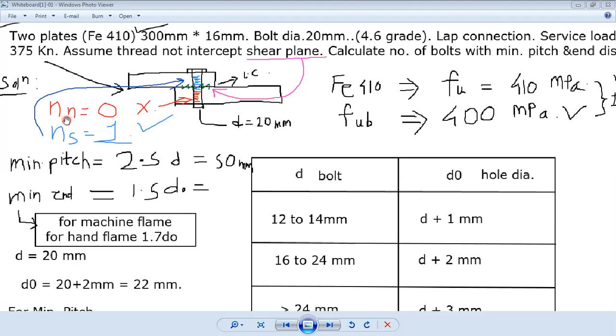So that's why your value of Nn will be 0. That is, number of shear planes in thread will be 0. Number of shear planes in shank is 1. This is the shear plane in shank. That's why we consider this value to be 1 here. And whatever the formula that we use for the calculation of the bearing strength and shearing strength, we consider the value of Ns equal to 1 in calculating the shear capacity of the bolt.